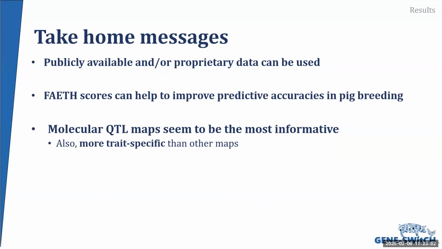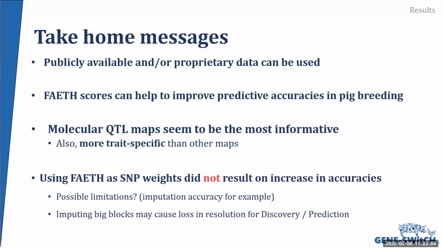Unfortunately, it looks like we still need to do some additional work to see if FATHMM scores can be used for weighting SNPs. Right now, the results suggest that they do not increase predictive accuracy. And there may be some limitations here, particularly from the use of imputation that may be driving this outcome.